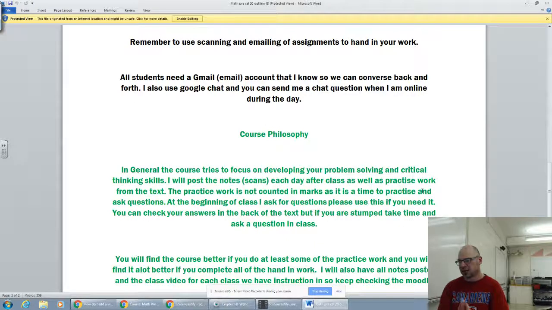Please do the text work for practice. Ask questions about it. Check your answers in the back. Email me questions if you have them. Okay? All those things are very important to do right off the bat. Text work is not worth any marks, but it's very important in our formative work, finding out where our mistakes are, how we can fix our mistakes, and where you're going to ask me most of your questions.